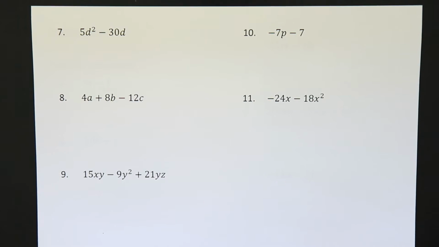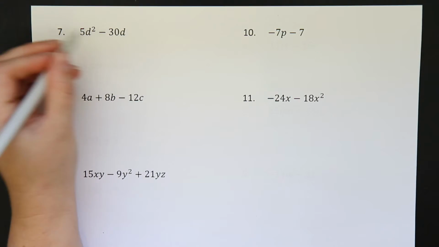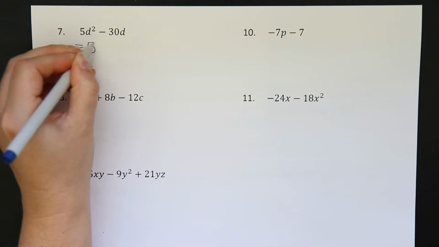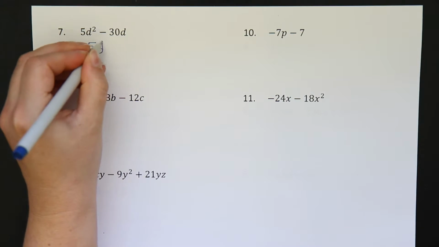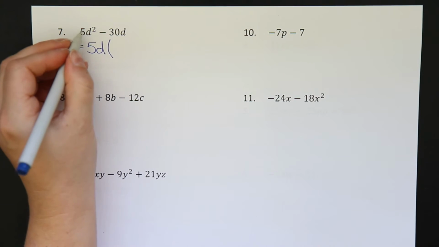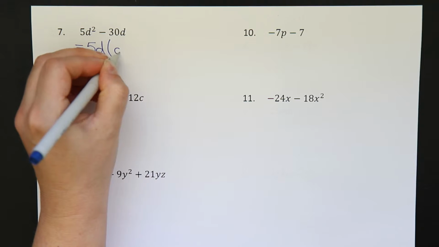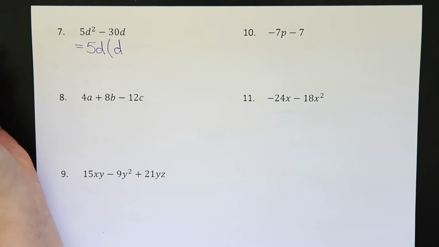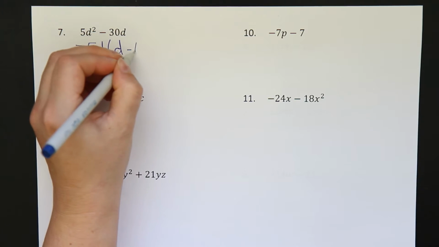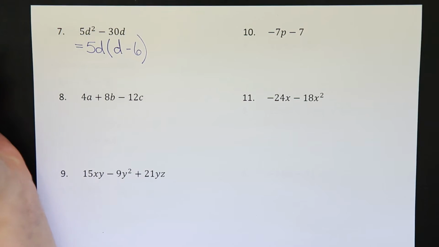Question 7. The common factor, 5d squared minus 30d. Both of those numbers can be divided by 5, and there is a common factor of d. Let's put the leftovers inside the brackets. I've taken the 5 out. I've taken one of the d's out, so there will still be one d left in here, d. 30 divided by 5 goes 6 times, and I've taken that d out, so that's it. Close the bracket.